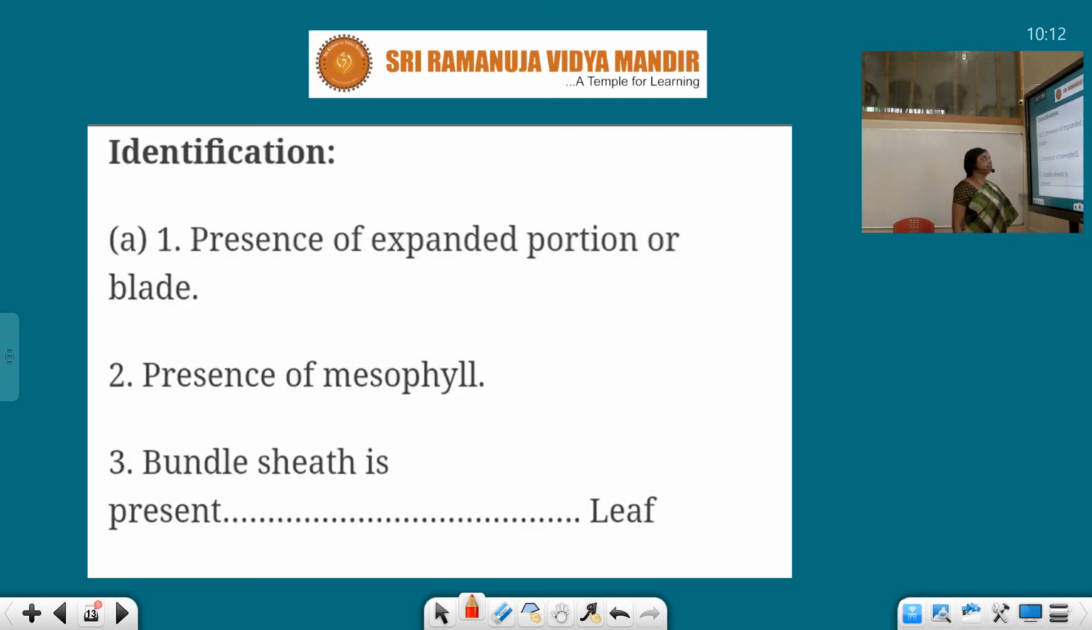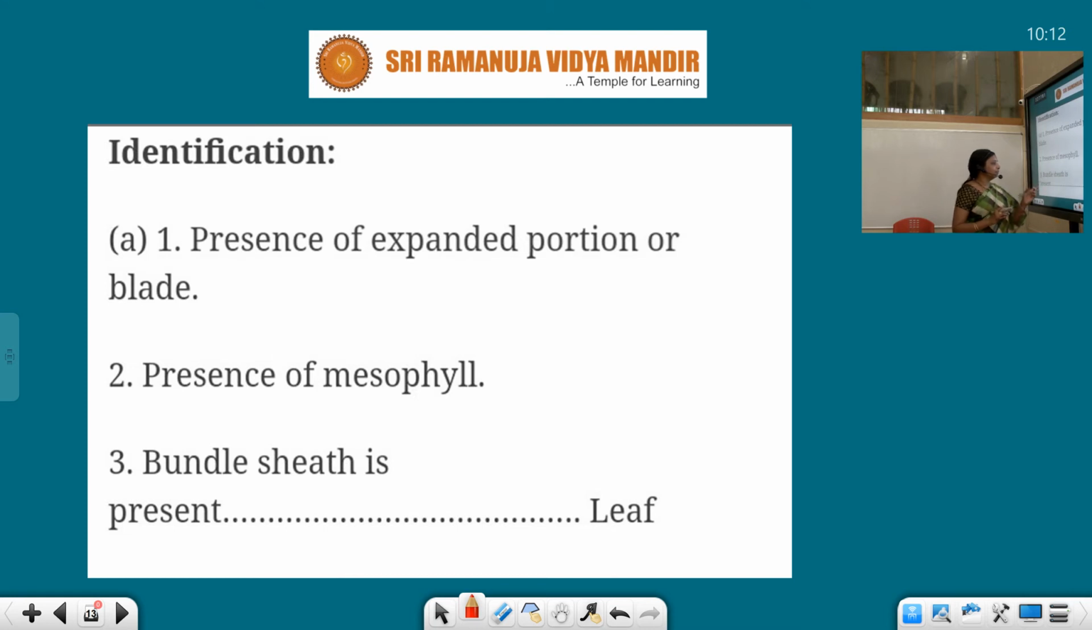And identification, how do we know that it is a dicot leaf? The presence of an expanded portion of blade. Blade means lamina. Lamina is expanded, number 1 point. And second is the presence of mesophyll. Of course, these mesophyll cells are present in monocot also, but here the mesophyll is differentiated into palisade and spongy tissues.